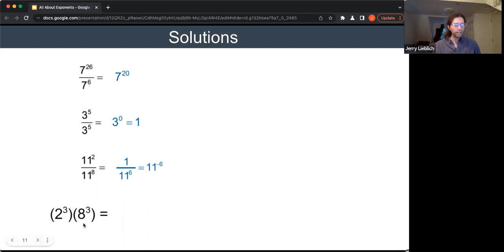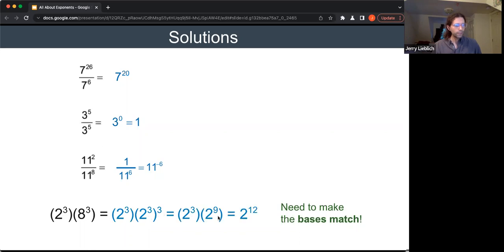Now here we've got a little bit of a tricky one. In order to move this forward, we need to make the bases match. So to do that, we need to factor our 8 and call it 2 to the 3rd. Now we've got all 2's. 2 to the 3rd is going to be 2 to the 9th. Since our bases match, we can add those exponents together.